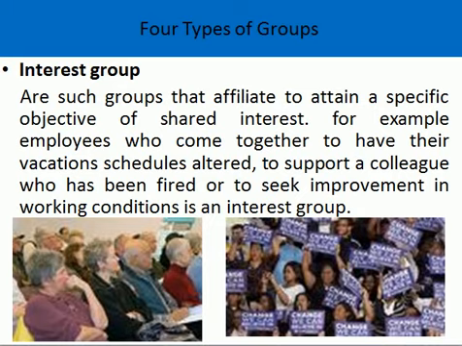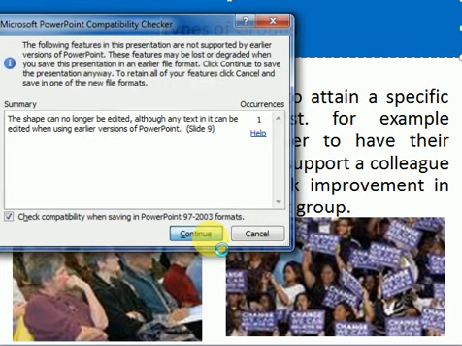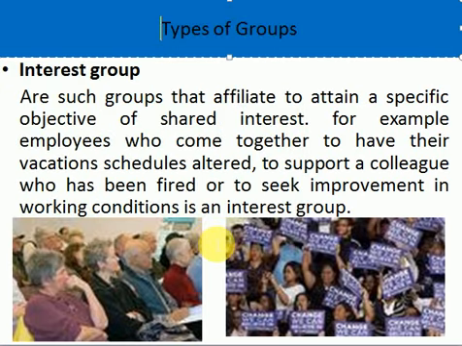So what is an interest group? An interest group is one more type of the general classified types of groups. Interest groups are groups that affiliate to attain a specific objective of shared interest. For example, employees who come together to have their vacation schedules altered, to support a colleague who has been fired, or to seek improvement in working conditions form an interest group.